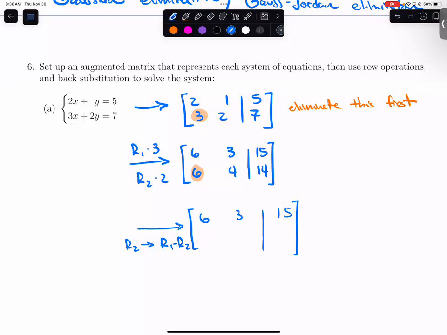Six minus 6, 0. Which is good, because that's what I was trying to do, right? I wanted to eliminate that entry specifically. So 6 minus 6, that does it. 3 minus 4, -1. And 15 minus 14, 1.